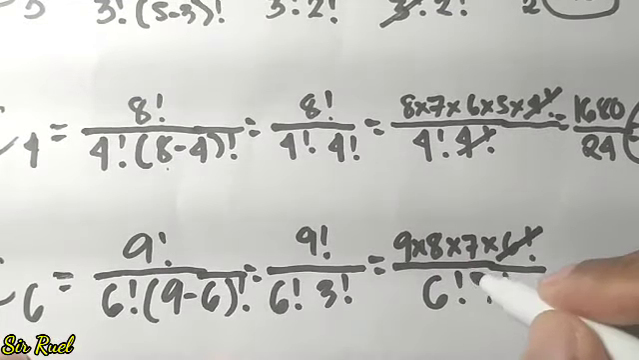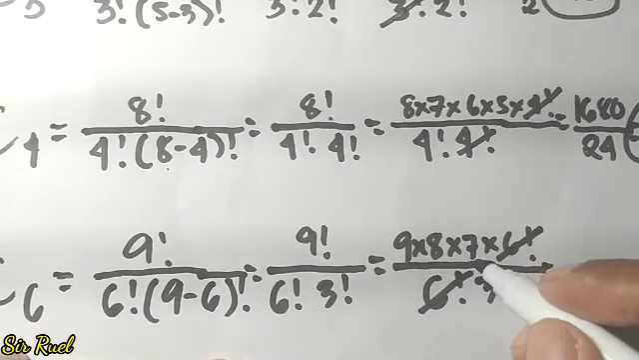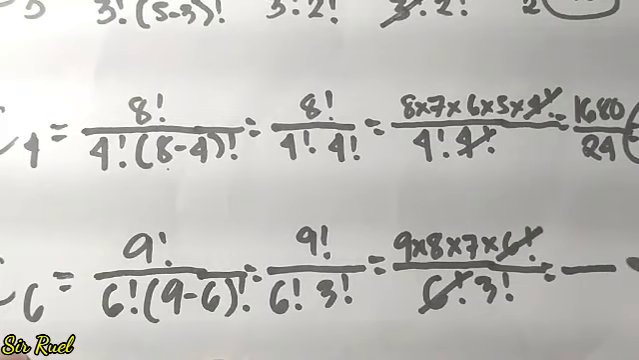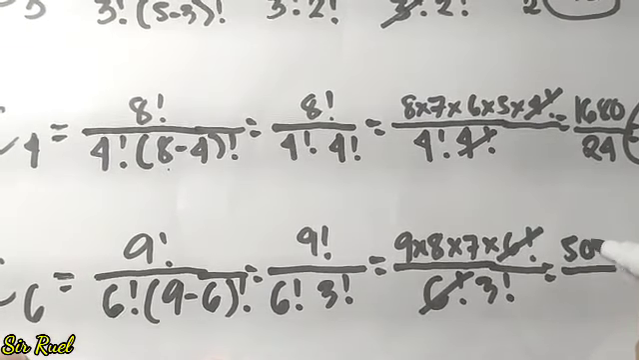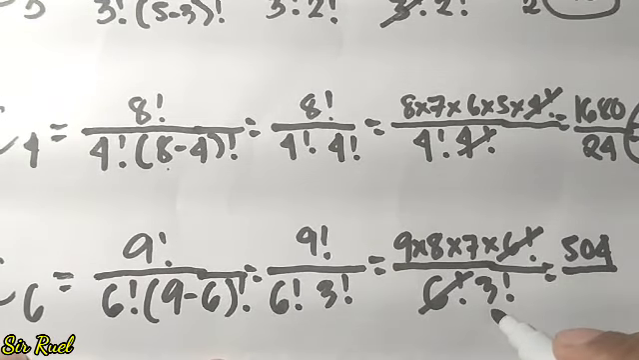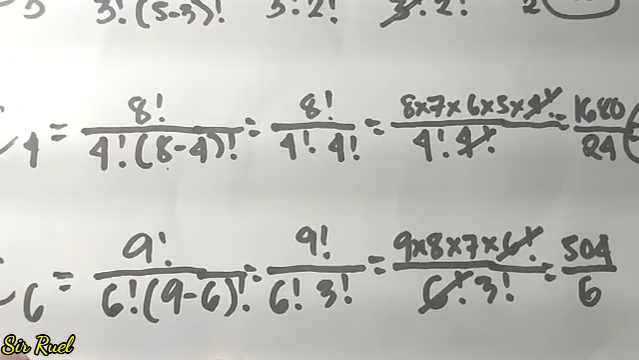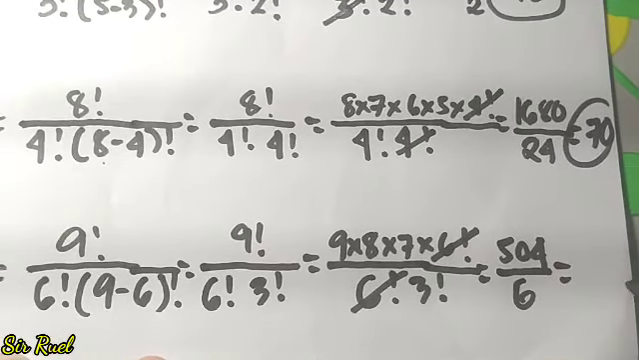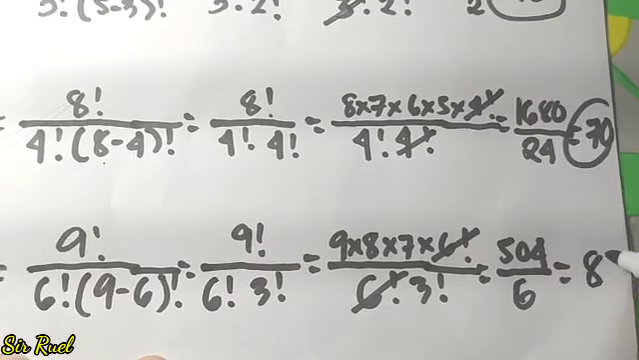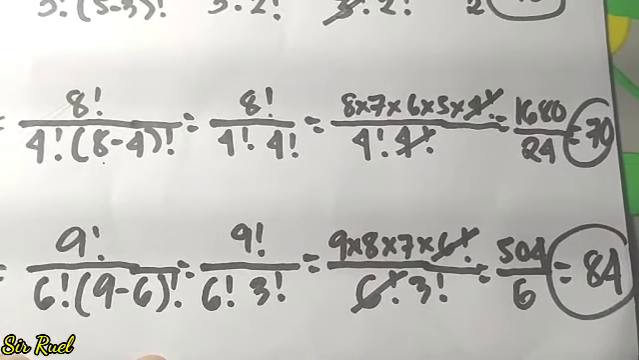Cancel this out, cancel this out. 9 times 8 times 7 is 504. Then 3 factorial means 3 times 2 times 1, which is equivalent to 6. So 504 divided by 6 is 84. So this is our answer.